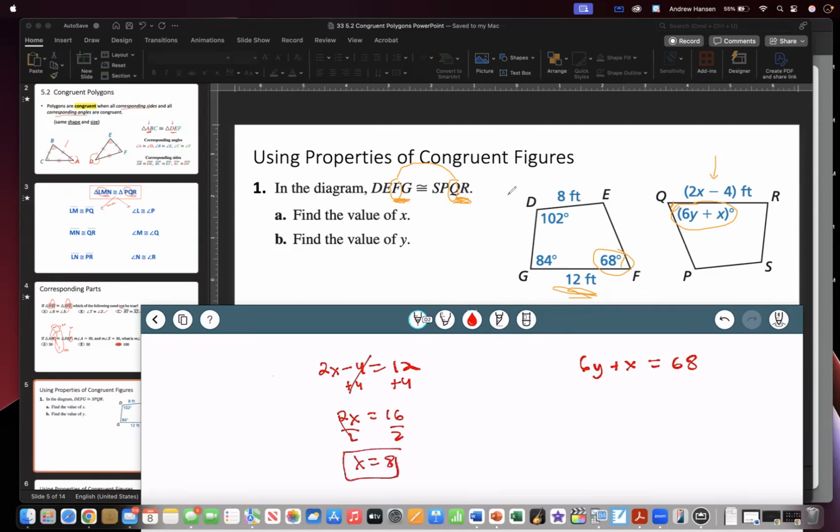Notice it just asked me for x. So this is part A. So I don't need to plug it in. If I did plug it in, 2 times 8 is 16 minus 4 is 12. So we already knew it was 12. So plugging it back in, we could check our answer, but we already knew it had to be 12. So there's part A.